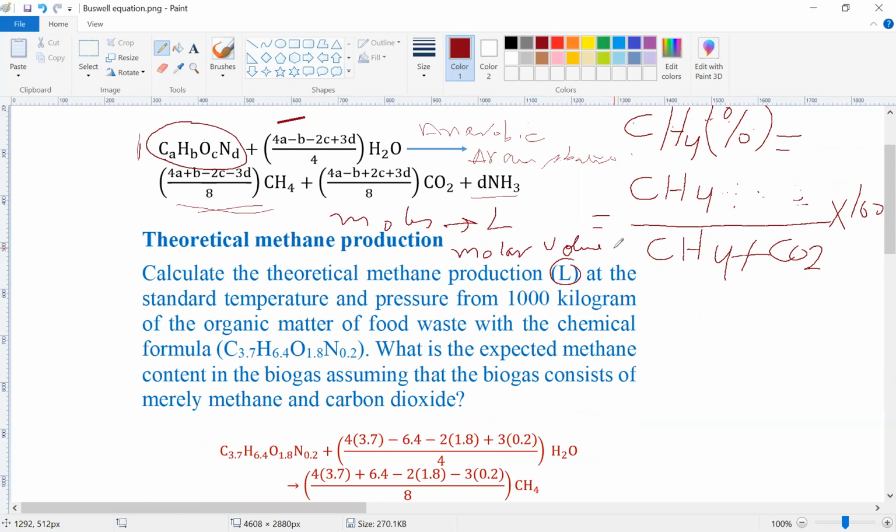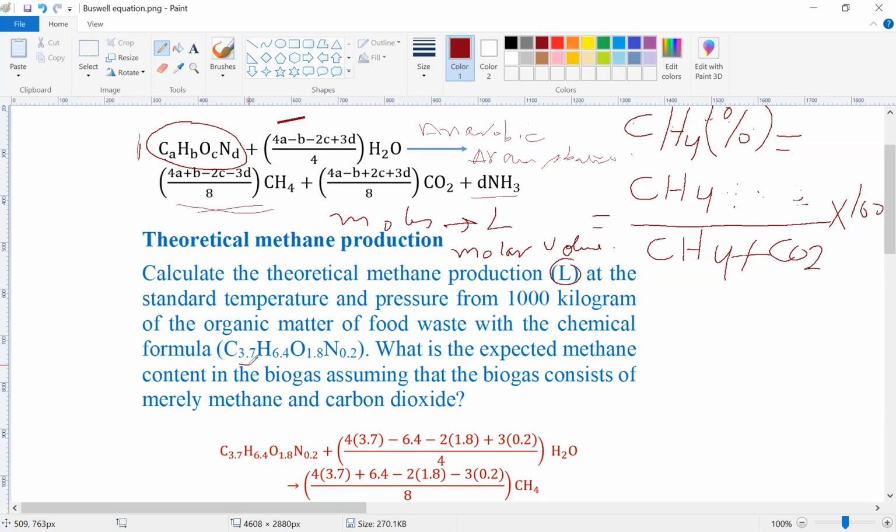Okay. We have 1,000 kilograms of organic matter, food waste, with a chemical composition of CHON, and the ratio between the different elements here is 3.7 of carbon, 6.4 of hydrogen, 1.8 of oxygen, and 0.2 of nitrogen. Then we calculate how much methane can be produced. And the next step, what is the expected methane content?